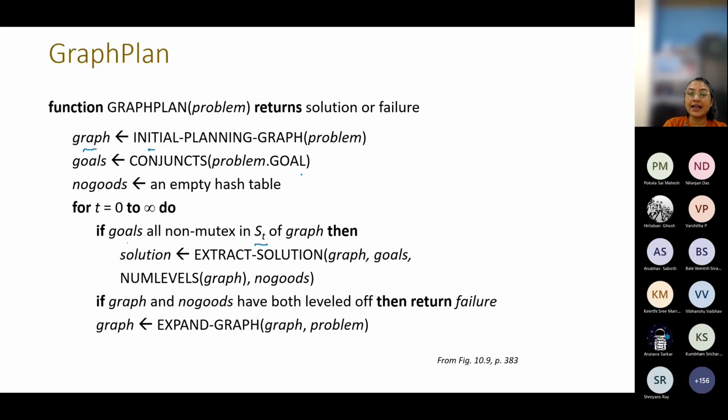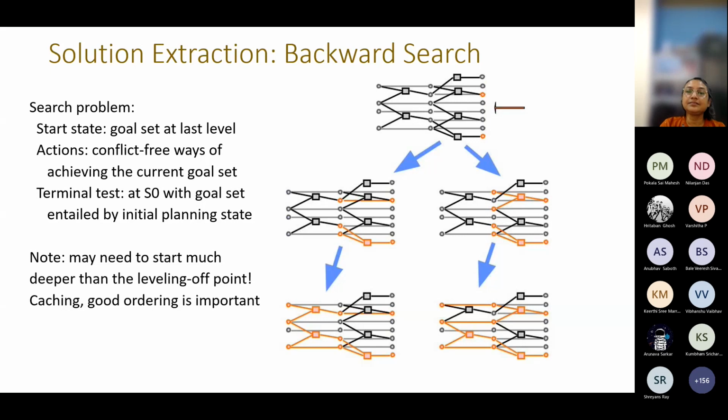But when do you stop? If the graph and nogoods have both leveled off, then return failure. Nogoods are those which cannot be achieved. And if it is failing, then you try to expand the graph again. I will not go into the details of the solution extraction, but I will tell you the brief idea.